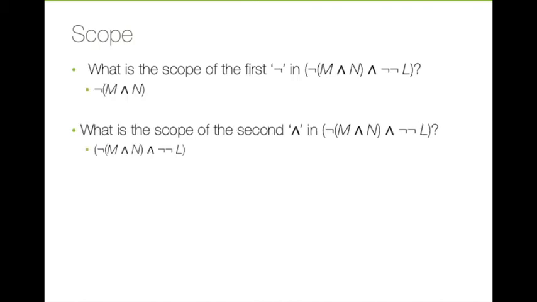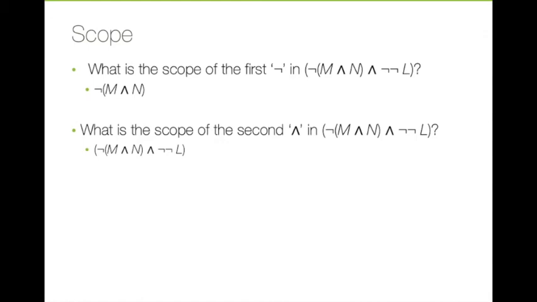So for negation, it must apply to a whole sentence. And the whole sentence that it applies to is this conjunction, M and N. We can see that because it falls outside the parentheses of that conjunction, but it falls within the parentheses of the second conjunction. So it doesn't apply to that whole of the broader conjunction, just M and N.